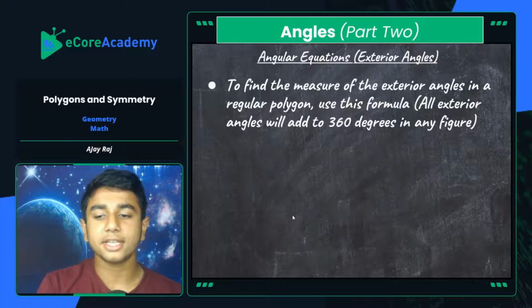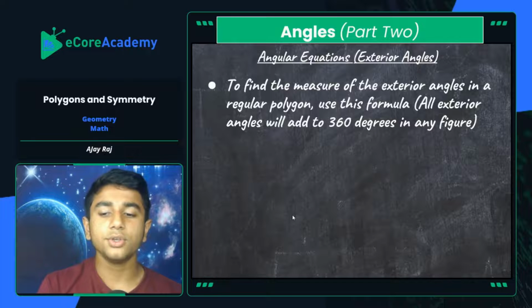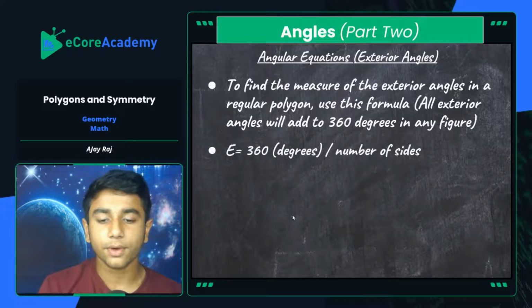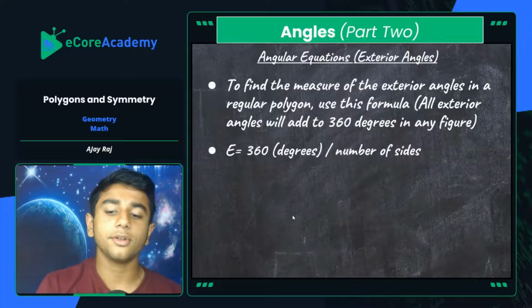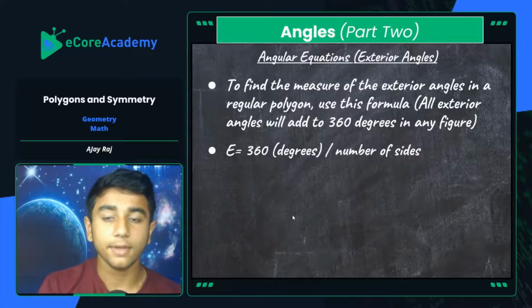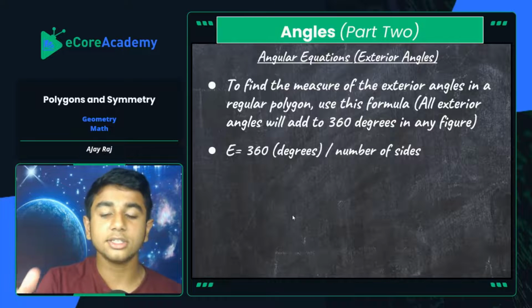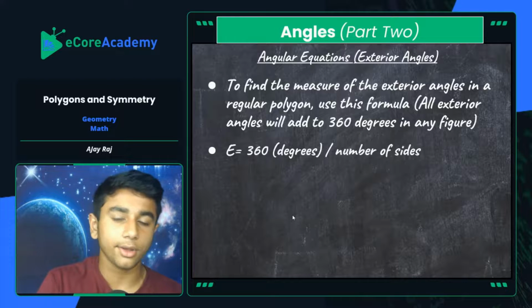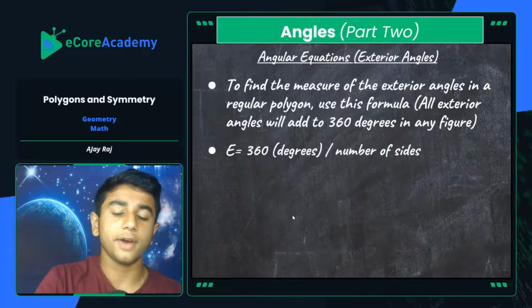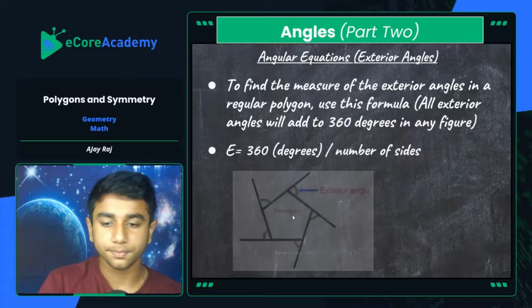So to find the measure of the exterior angles on a regular polygon, use this formula. All exterior angles will always add to 360 degrees in any figure, and that's what this equation revolves around. So all you're going to do is take 360 degrees and divide it by the number of sides that you have. Since all those angles add to 360 degrees, and since the number of sides is always equal to the number of angles in any instance, even if it's an exterior angle or an interior angle, you're just going to divide 360 by the number of sides.